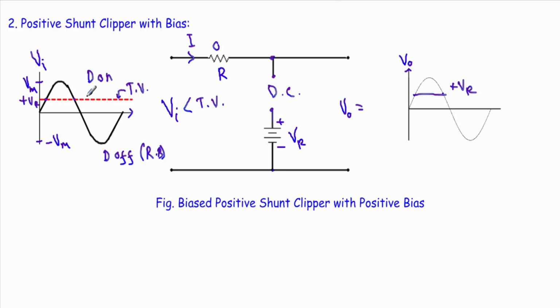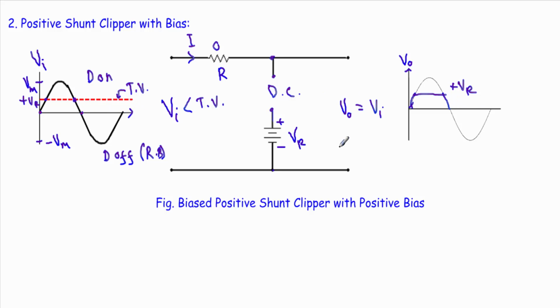That means in case of the input voltage less than this transition voltage, our output voltage will be exactly equal to our input voltage. That means our output voltage will follow the same waveform as the input voltage. So from this point to this point, input voltage is changing in this way, so our output voltage will be like this. From this point to this point, our input voltage is changing this way, so our output voltage will also follow the same shape.